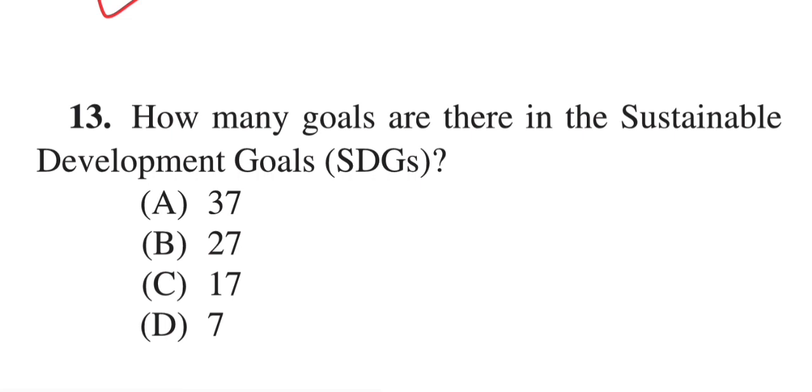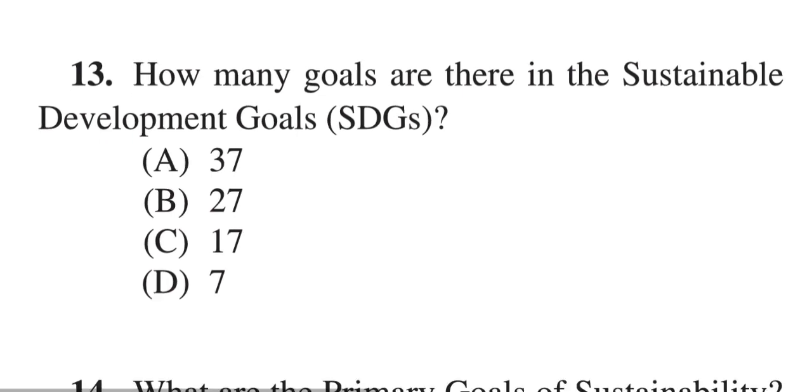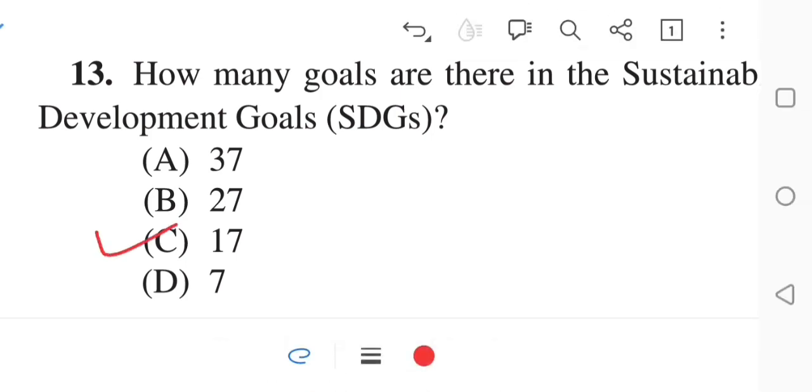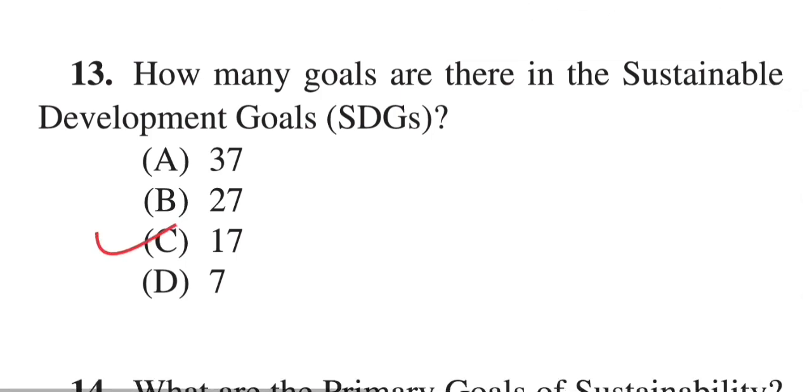How many goals are there in the Sustainable Development Goals, or SDGs? 37, 27, 17, 7. So the correct answer of this question is C, that is 17 goals. You must have heard this is related to the UN, United Nations. If you don't know, then do your own research right now. So 17 goals are there in the Sustainable Development Goals, and there are other goals also. I have forgotten what was the term, but please do your own research so that you will know about it.